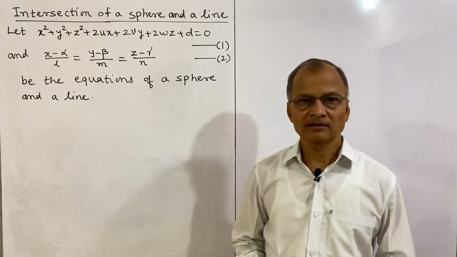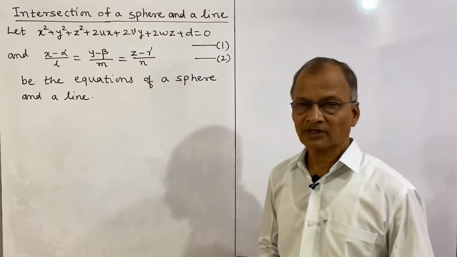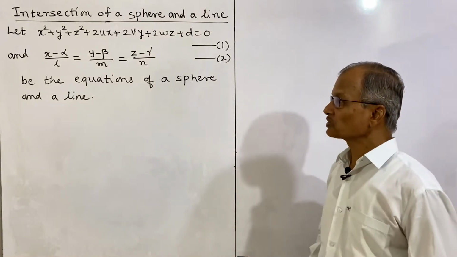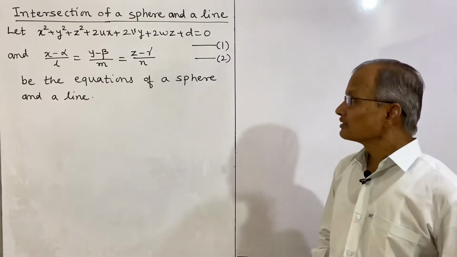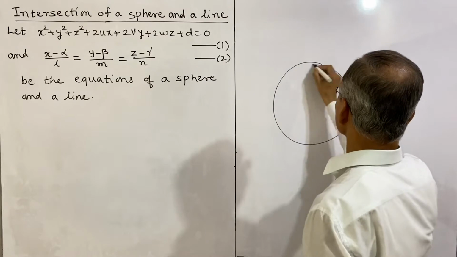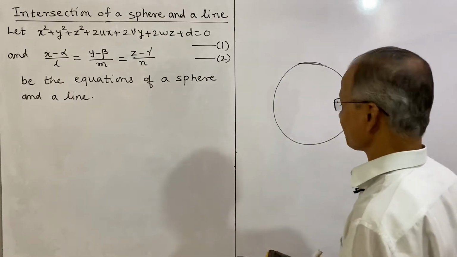We are studying the sphere. In this lecture, we shall study the intersection of a sphere and a line. I have written here the equation of a sphere and a line. See, if this is a sphere, we may imagine it, and the line will intersect this sphere.